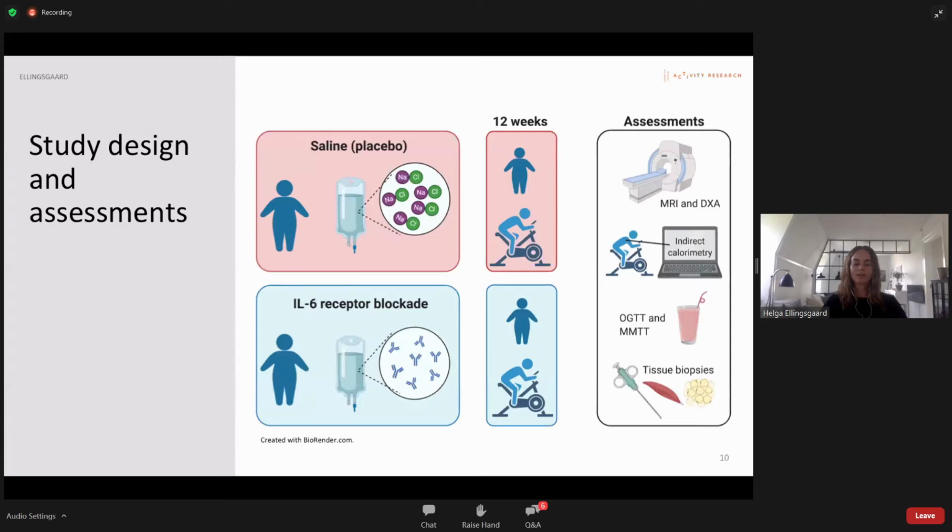And before and after the intervention, we performed MRI and DEXA scans to assess visceral and cardiac adipose tissue mass. That was done by MRI, and then lean body mass by DEXA. And we also assessed cardiorespiratory fitness and performed oral glucose tolerance tests and mixed meal tolerance tests, and then we also took some tissue biopsies.